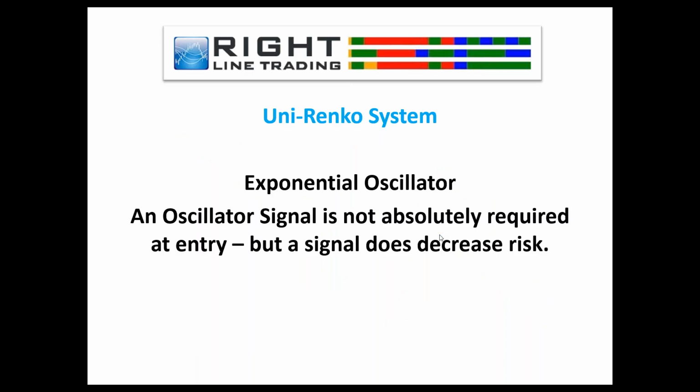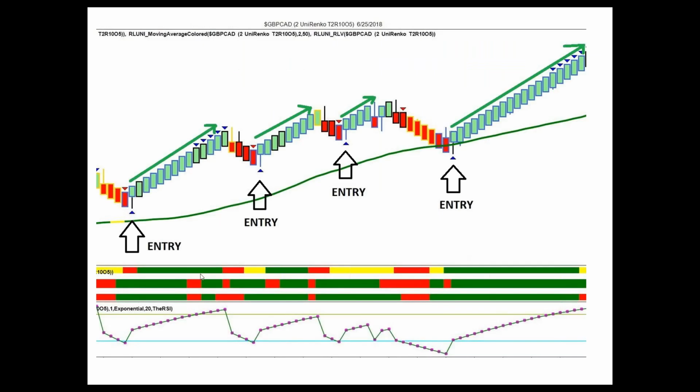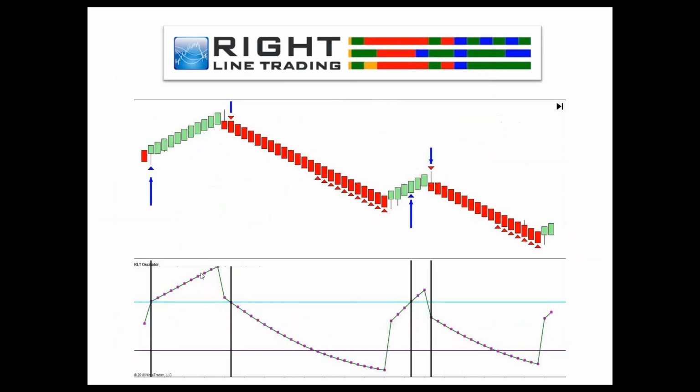Now, the exponential oscillator is what gives us our entry signals. It's not absolutely required for an entry, but a signal does decrease the risk of an entry. And there are 3 types of entries. I'm going to show you all 3 of them. But let me go to this slide first to show you how the signals are generated.